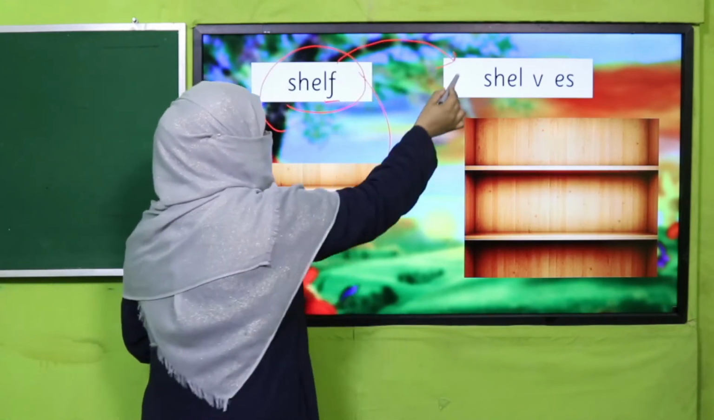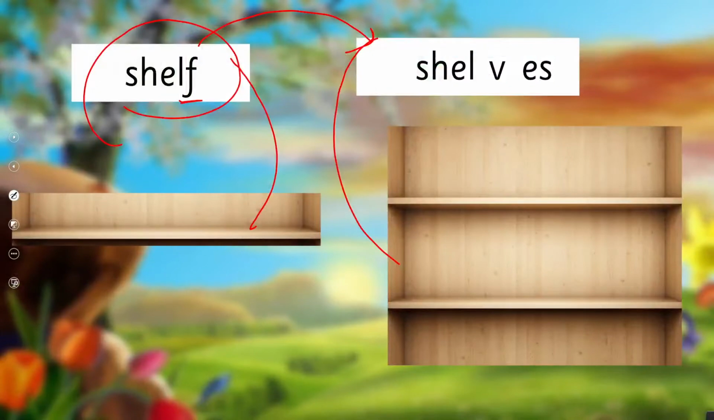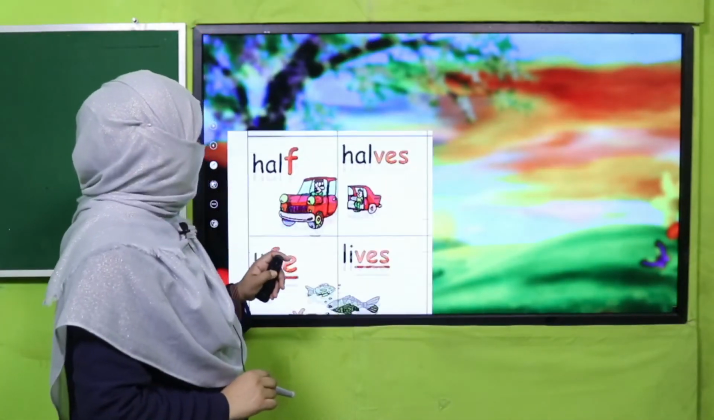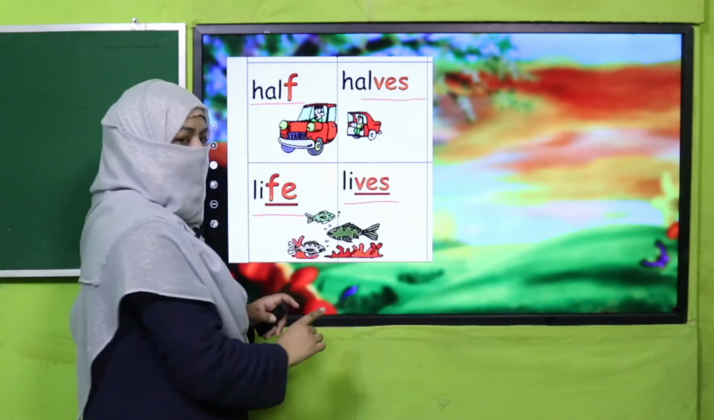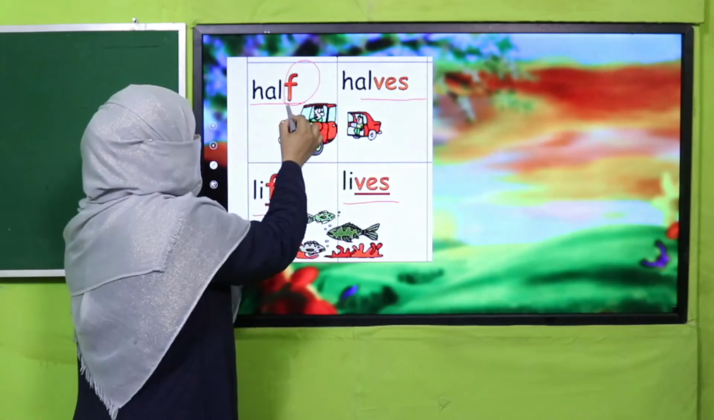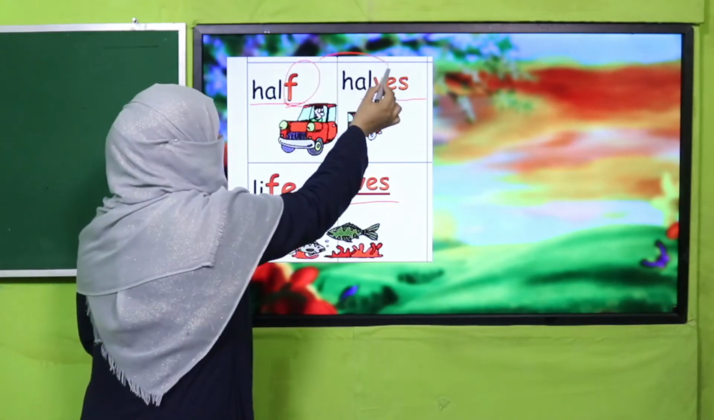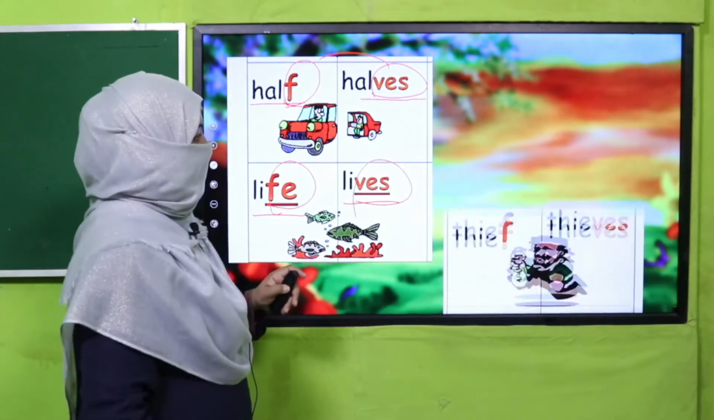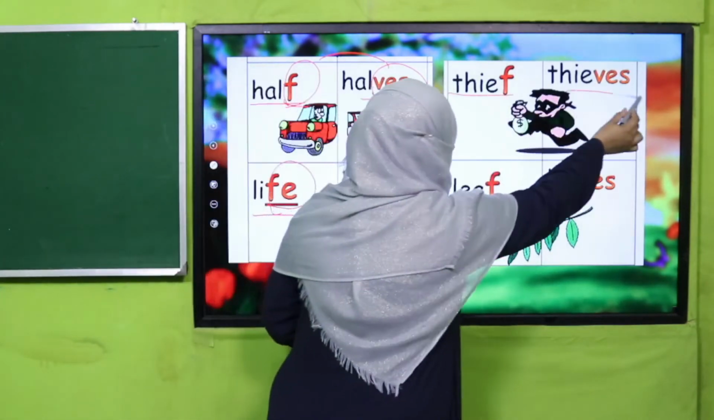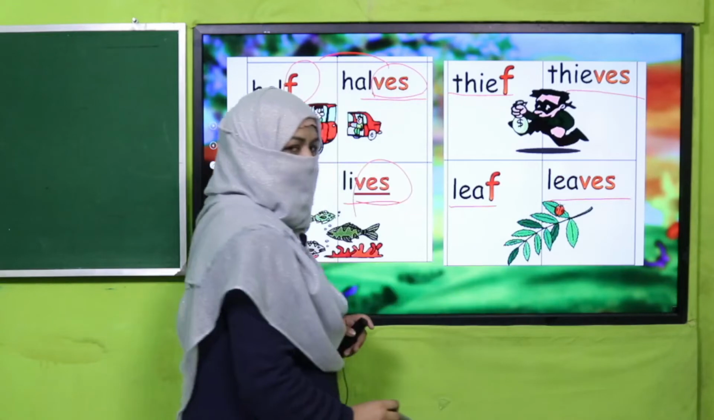Shelf is singular, shelves is plural. And it's another example of an irregular noun, right? There are more. Let's see. Half, halves, life, lives. And now you know, because it's ending on F, we replace it with VES. It's ending on FE, we replace it with ES. Thief, thieves, leaf, leaves, right?